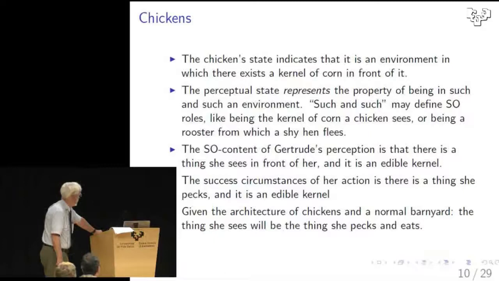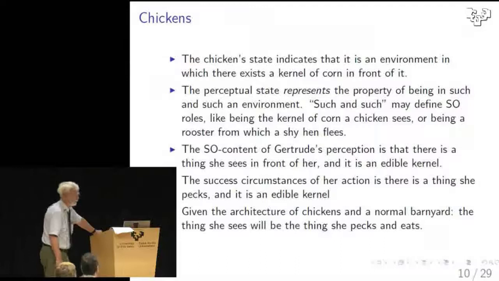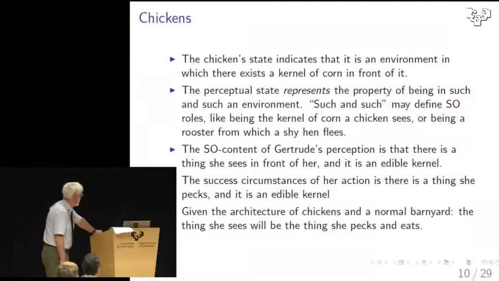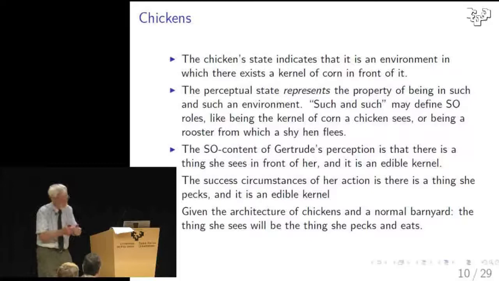Now, I don't know what S-content, that must be S-content, not SO-content. This is terrible terminology. Please send me an email making suggestions. The S content of Gertrude's perception, that is, we're filling in the role, the animal here, we've got an episode of perceiving and pecking. Well, we have two episodes, the perceiving and the pecking. We're looking at the perceiving.